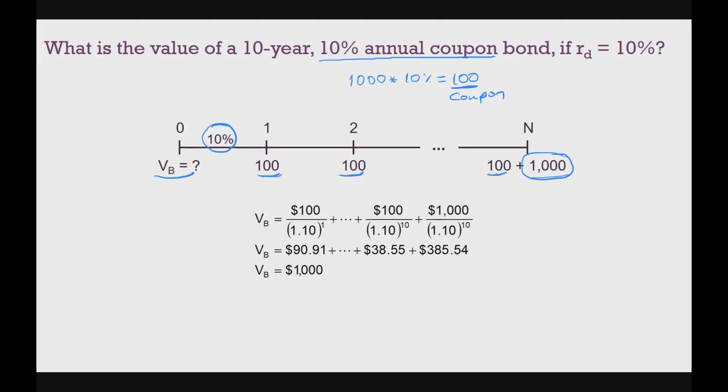The first cash flow divided by 1 plus interest rate to the power 1. Second cash flow divided by 1 plus interest rate to the power 2, etc. And the last payment, which is $100 and $1,000, divided by 1 plus 10% to the power 10. If you add all those numbers up, you will get $1,000. The other way is to use the PV function in Excel.